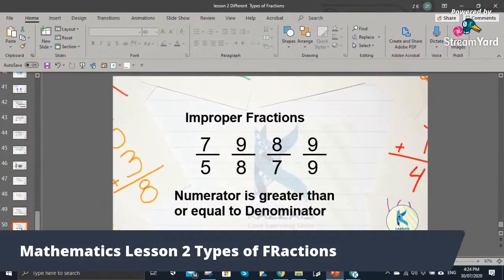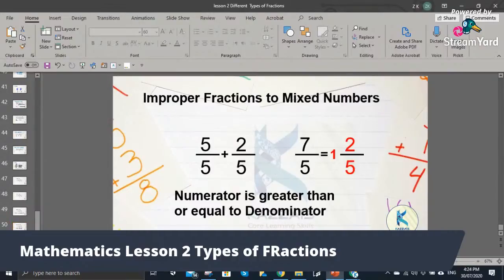If we have fractions whose denominators are less than or equal to the numerator, or we can say in other words that the numerator is greater than or equal to the denominator, they are known as improper fractions. We always have to convert improper fractions to mixed numbers in a few cases, and from mixed numbers to improper fractions in a few cases. Improper fraction, I have already explained. This 1 whole 2 over 5 is an example of a mixed number.